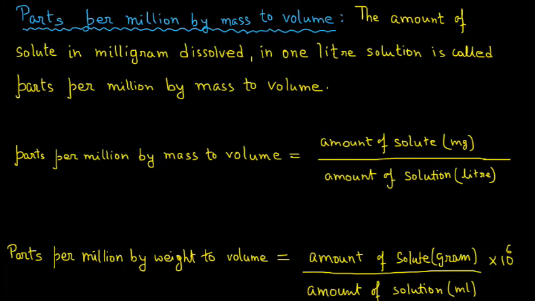So parts per million by mass to volume can also be written as mass of solute in gram upon amount of solution in ml. We have changed milligram into gram, and liter into milliliter, and we have multiplied by 10 to the power 6 for the conversions of gram to milligram and liter to milliliter.